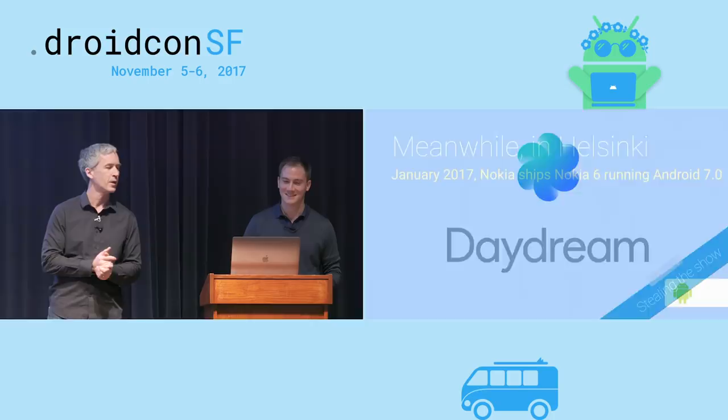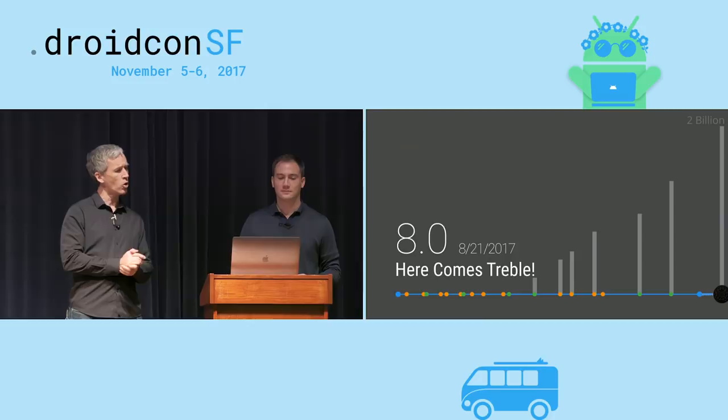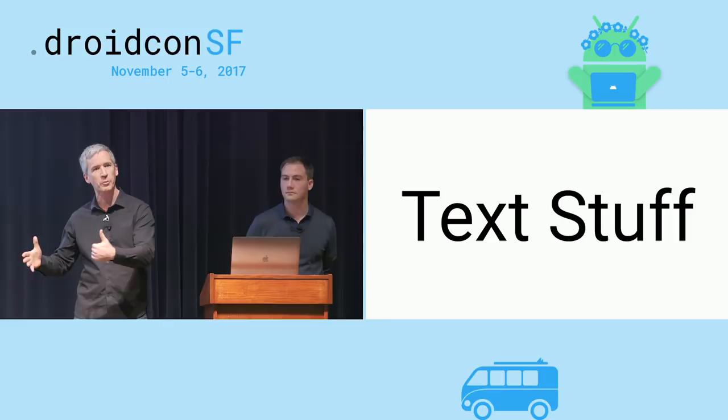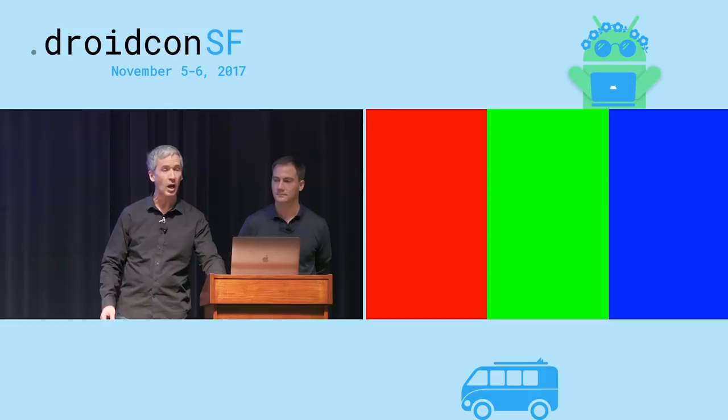Meanwhile, in Helsinki, in January, Nokia ships Nokia 6 running Android. And Project Treble in the O release, various things going into the O release, including Treble capabilities, speeding up adoption by manufacturers by having low-level APIs, a bunch of text work, downloadable fonts, fonts in XML, launcher icons with multiple layers, to make that richer. I did this slide especially for Romain. And I hate you for it.